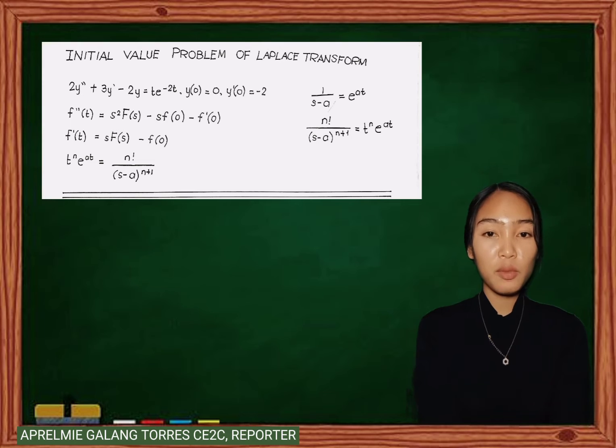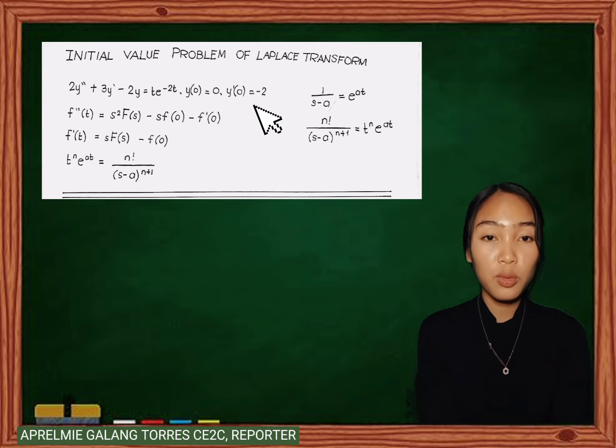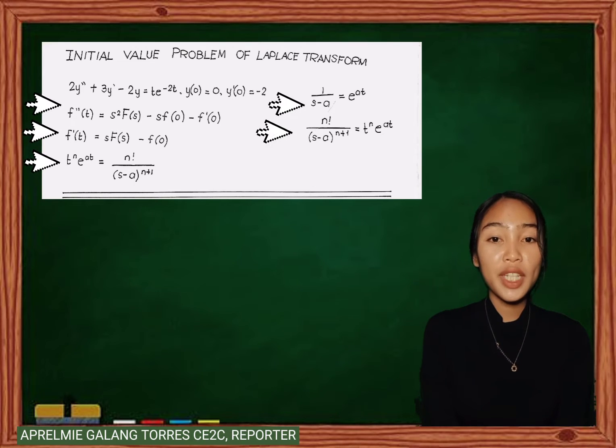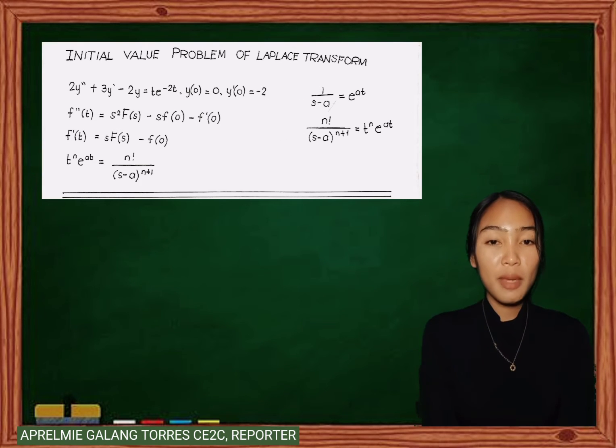The particular problem we've been given is the second-order equation 2y double prime, or the second derivative of y, plus 3y prime, or the first derivative of y, minus 2y is equal to t times e to the negative 2t. We've also been given two initial conditions, y of 0 equals 0 and y prime of 0 equals negative 2. Then I've gone ahead and written down 5 formulas that we're going to need, and I've gotten these from a table of Laplace transforms.